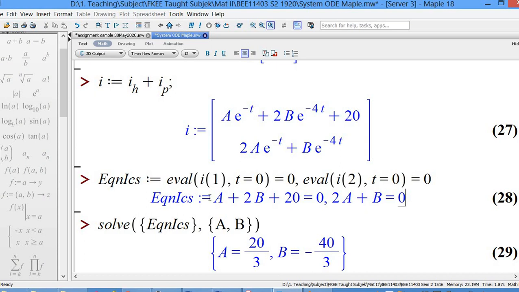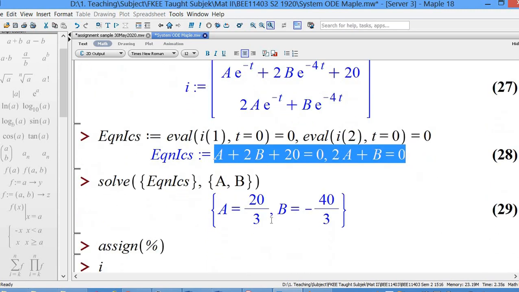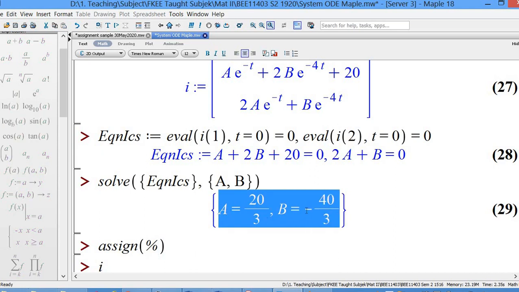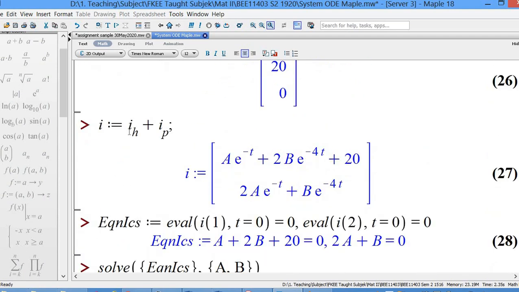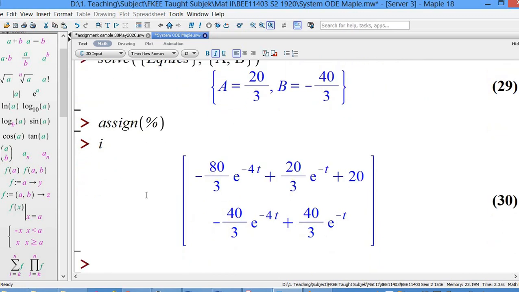And then we solve these two equations simultaneously for a and b. We obtain the value of a is 20 over 3, b is negative 40 over 3. Then we assign, where percent is the latest output, so the values of a and b are plugged into I, which is IH plus IP. So when you call back I, you get the particular solution.